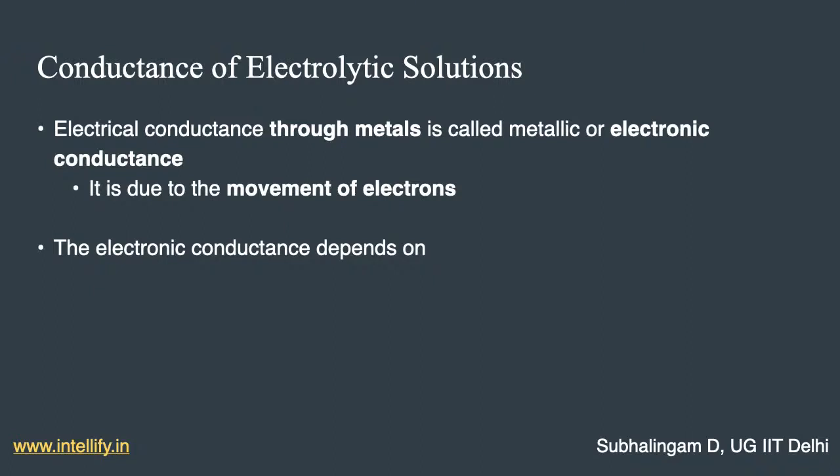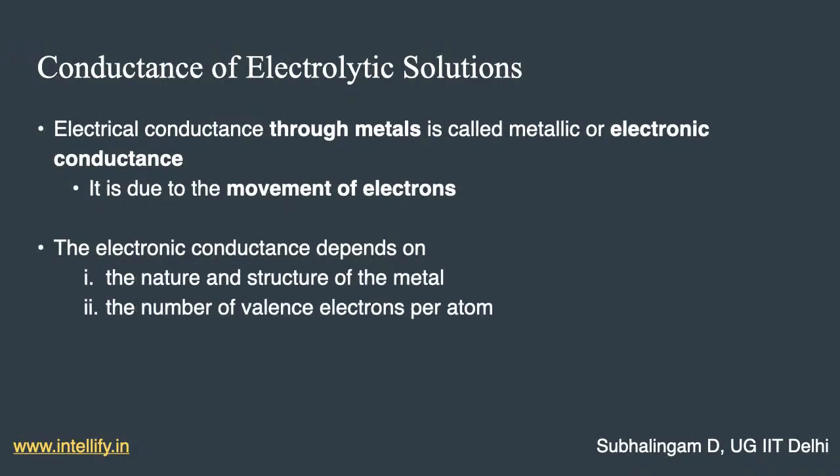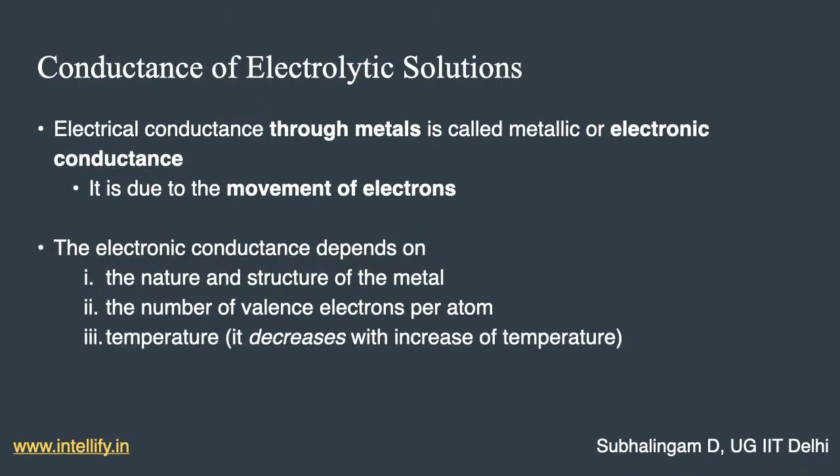The electronic conductance depends on: 1. The nature and structure of the metal, 2. The number of valence electrons per atom, 3. Temperature. It decreases with increase in temperature. Do note these 3 points, that is the factors on which the electronic conductance depends. These are pretty important ones. What are they? The nature and structure of the metal, the number of valence electrons per atom, and temperature.